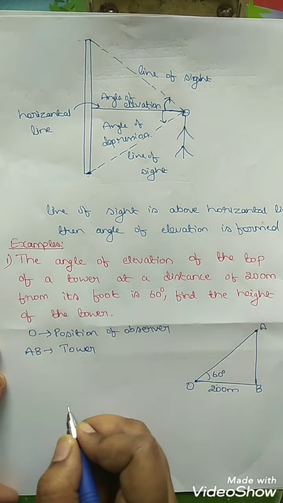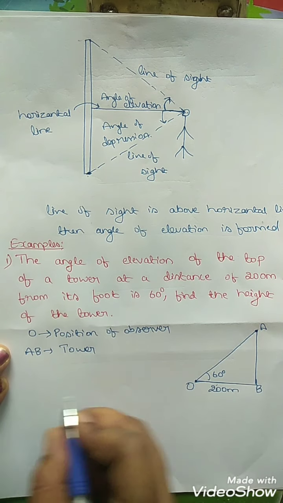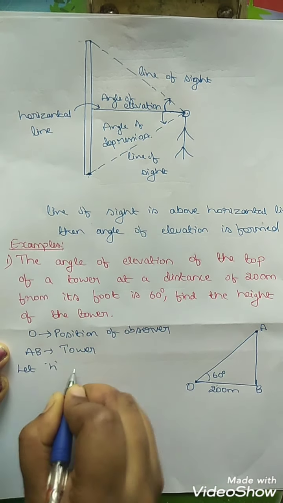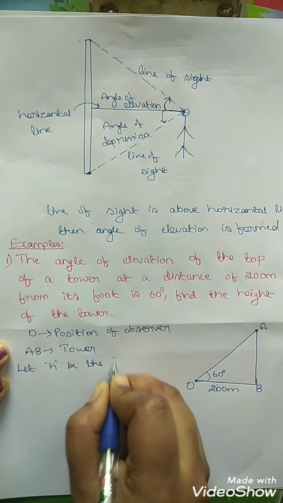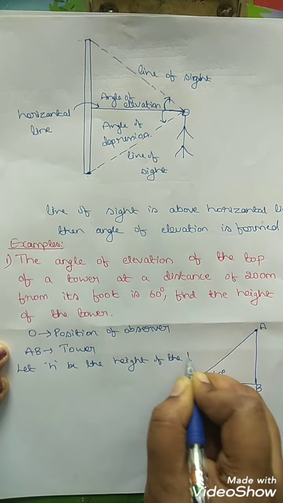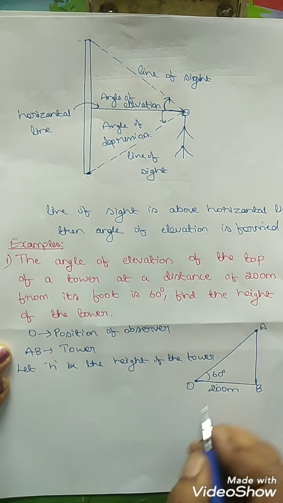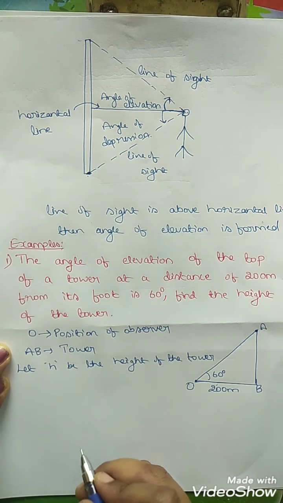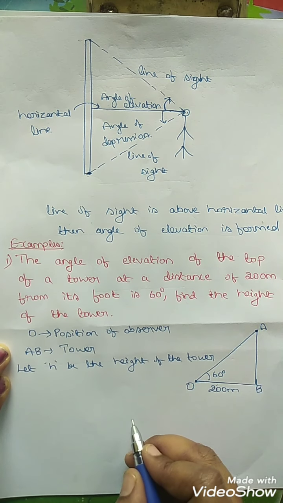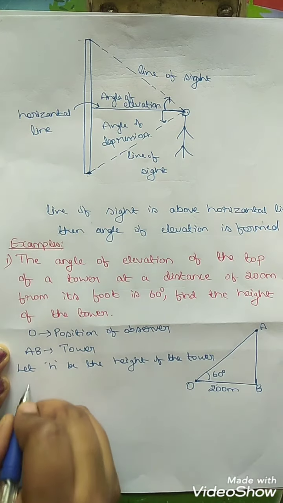Okay, AB denotes the tower. Then we have to find out the height of the tower. Let H be the height of the tower. Okay, see, this is a right angle triangle ABO. It is a right angle triangle.